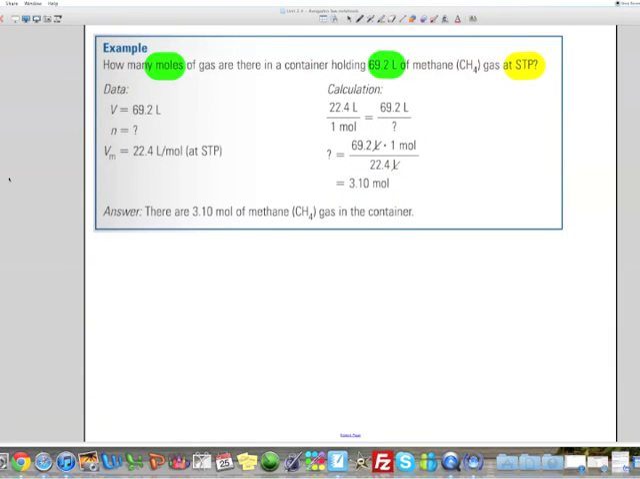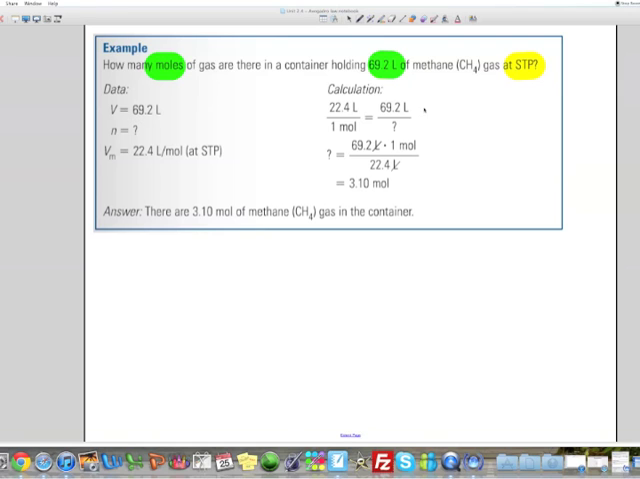Okay, here we have a second example. How many moles of gas are there in a container holding 69.2 liters of methane at STP? So again, I color-coded everything. So how many moles, N, of gas are there in a container holding 69.2 liters, that's my V, at STP.